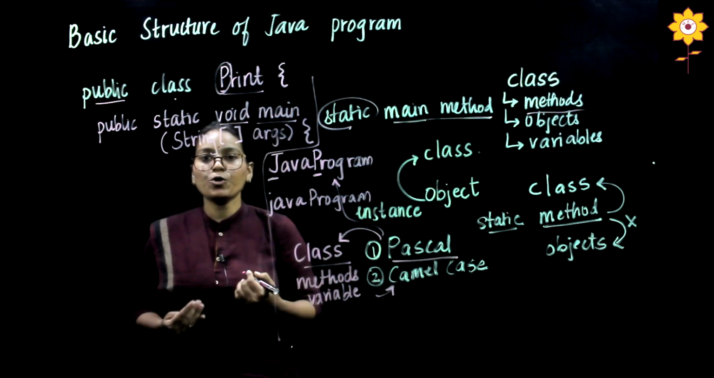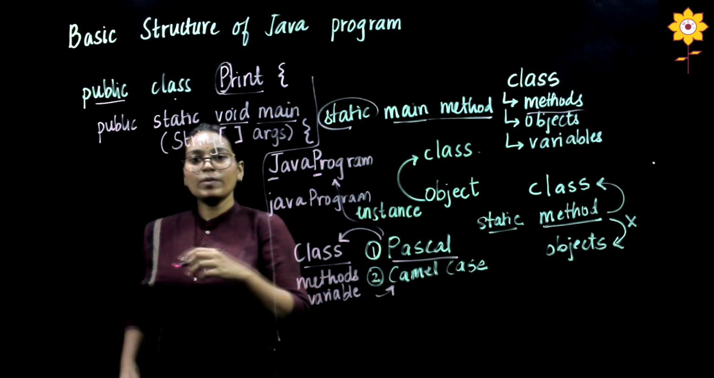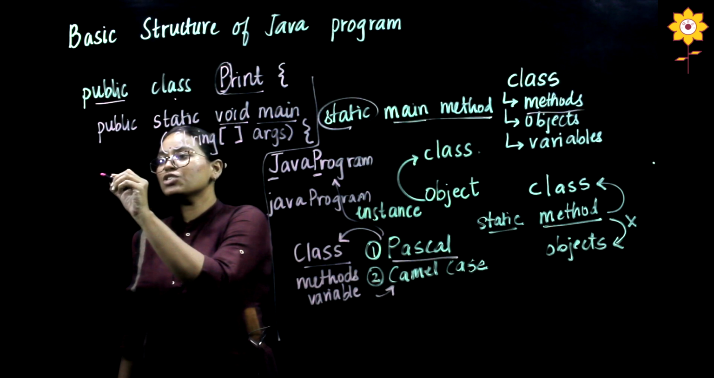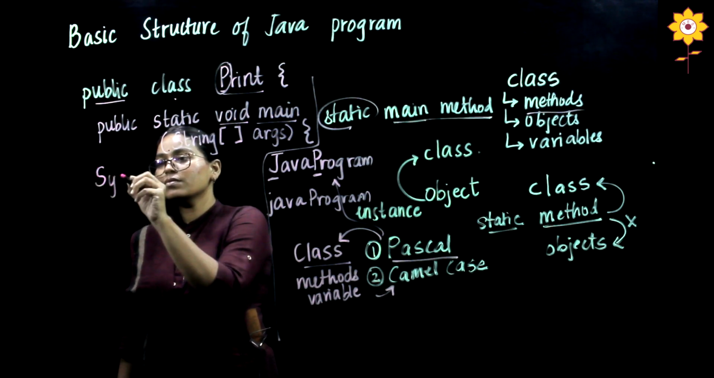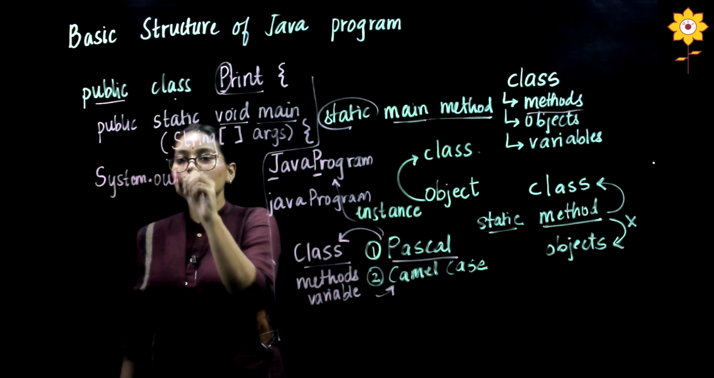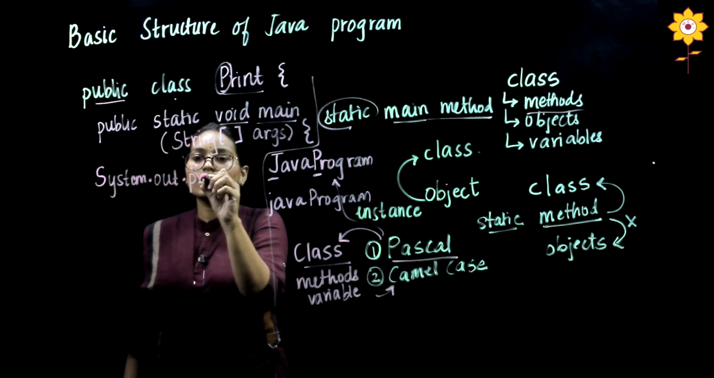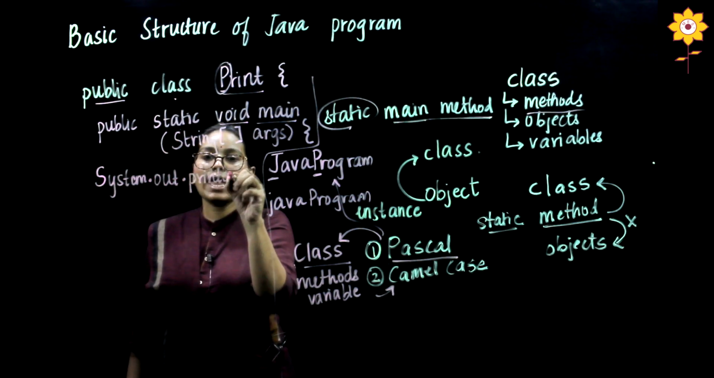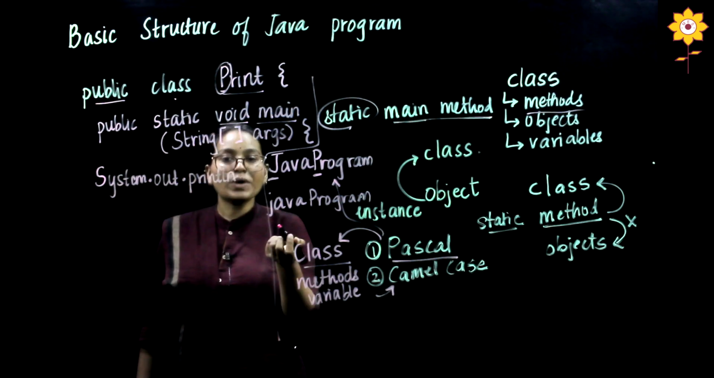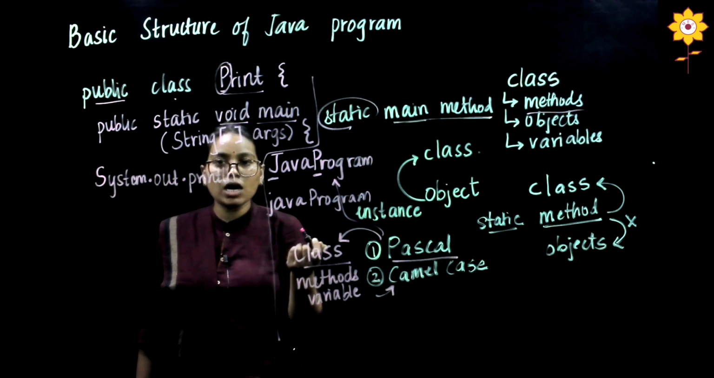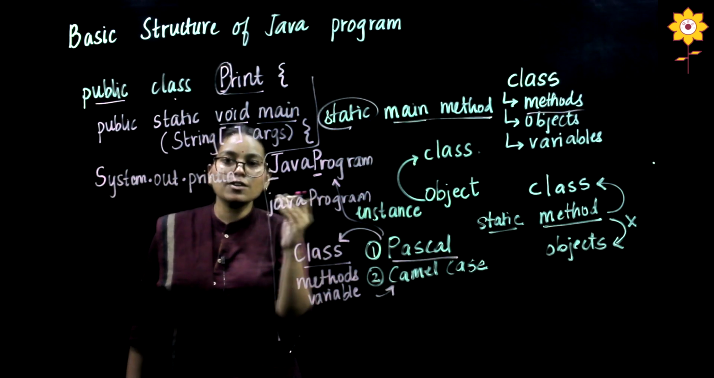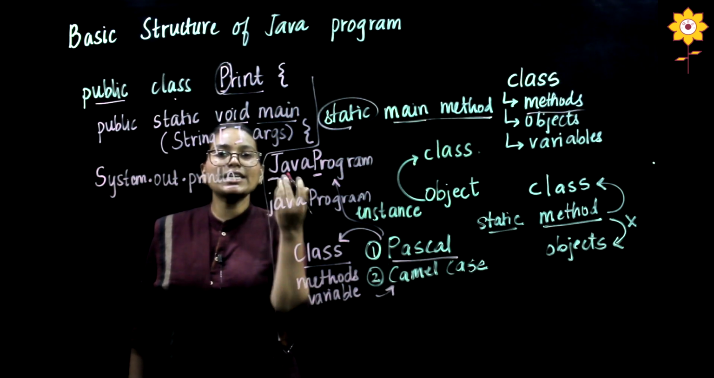Now, we simply want to print hello world. So, we will be writing the output line, right. So, for output, what do we write in Java? We write System.out.println. So, System.out.println is used to print something on the output terminal. Println means it prints and the cursor goes to a new line. Ln is for new line.